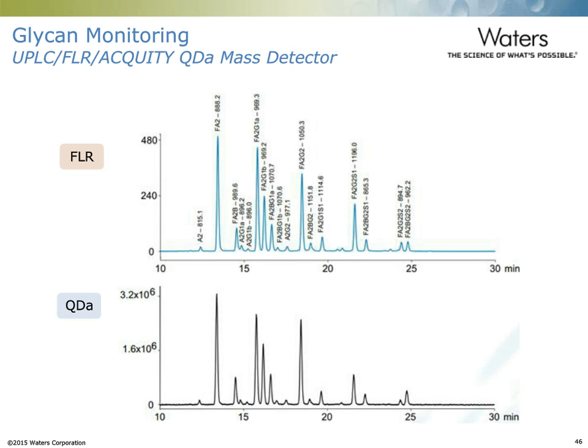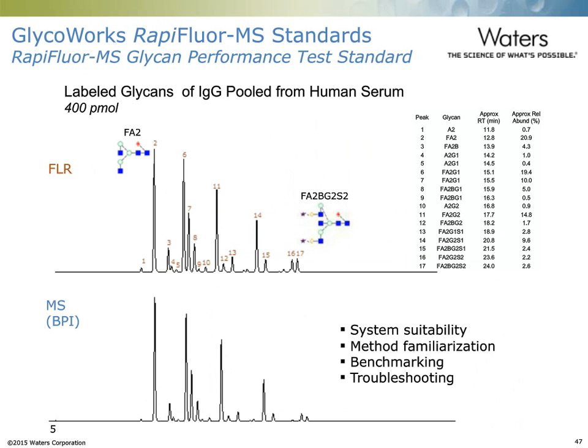To help establish these new analytical workflows, such as routine monitoring with the QDA, we have prepared a new glycan performance test standard based on rapiform-S labeling. Each of these QC-tested standards contains rapiform-S labeled glycans derived from 30 micrograms of pooled human IgG. This standard is of reasonable complexity, with approximately 20 abundant species differing in molecular weight and sialylation. It is intended for this standard to be used for system suitability, method familiarization, benchmarking, and troubleshooting.